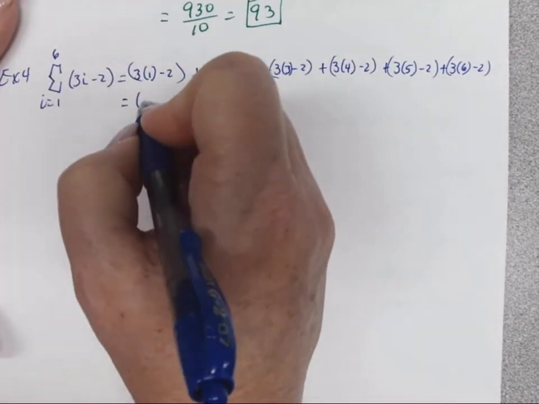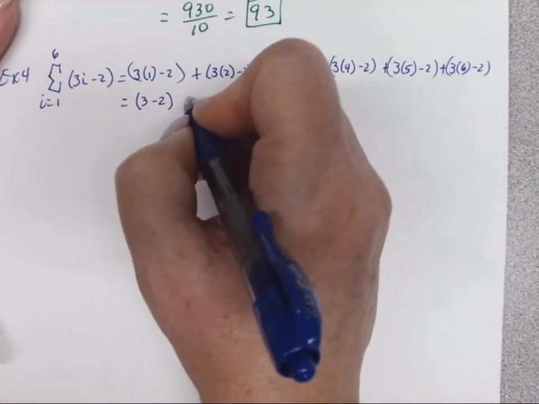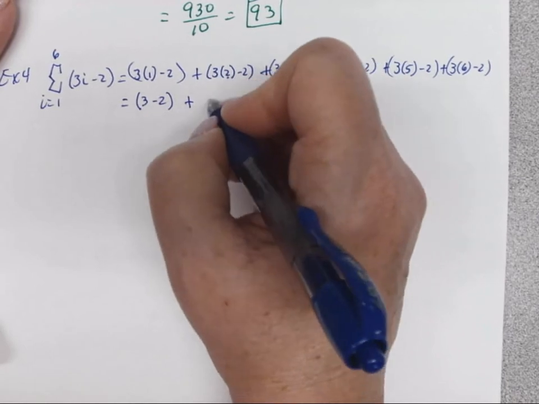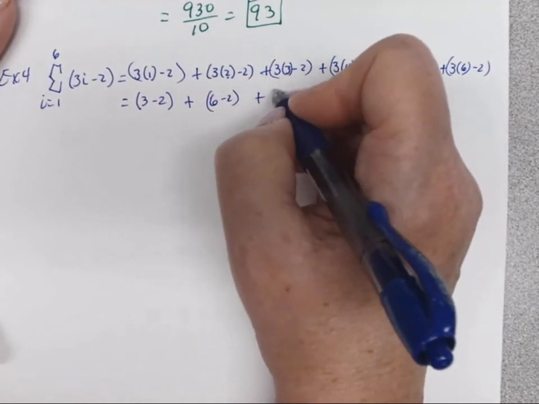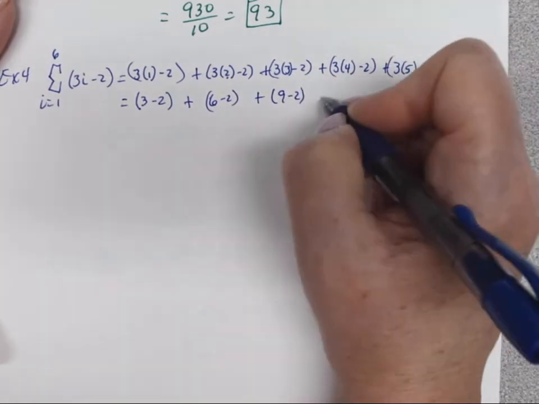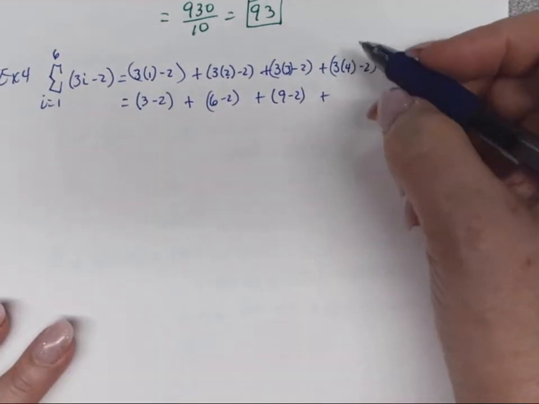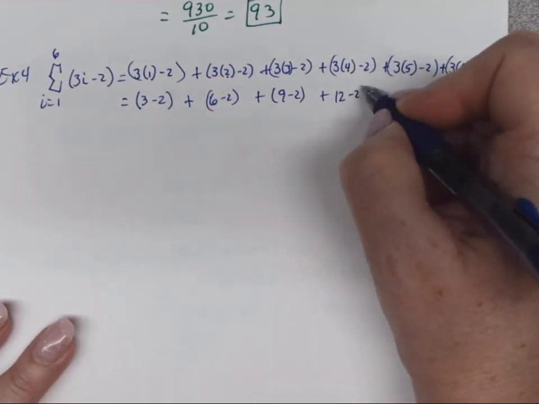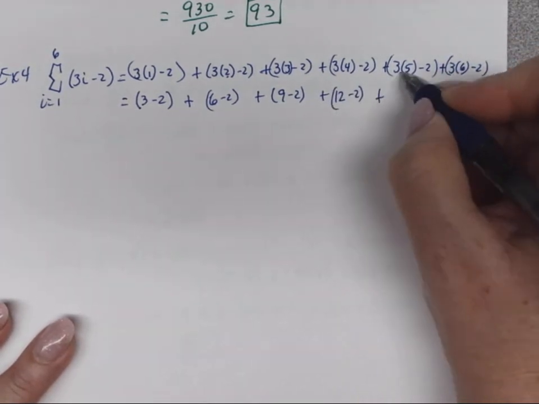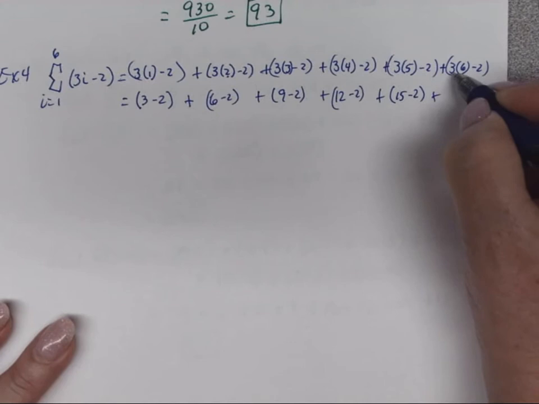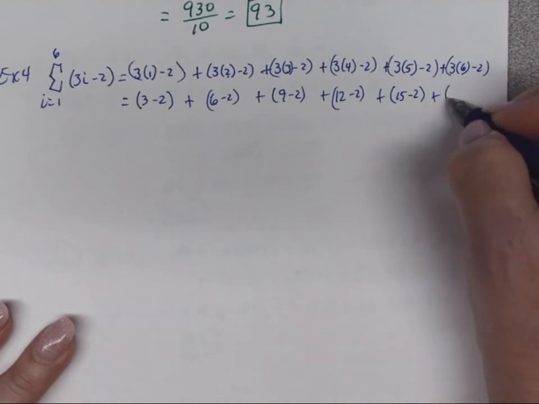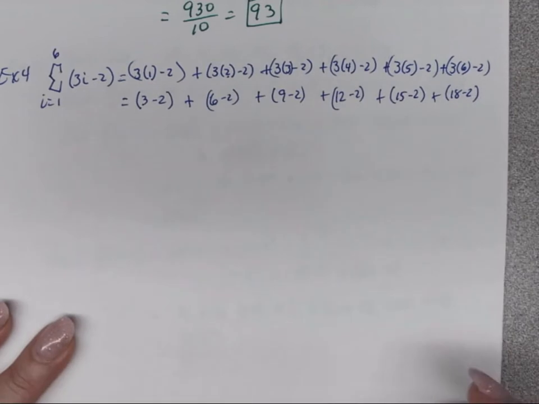So 3 times 1 is 3 minus 2. 3 times 2 is 6 minus 2. 3 times 3 is 9 minus 2. 3 times 4 is 12 minus 2. 3 times 5 is 15 minus 2. And 3 times 6 is 18 minus 2.